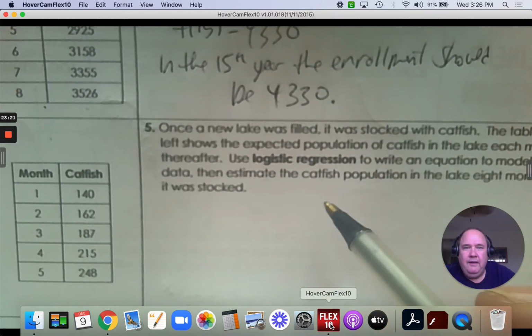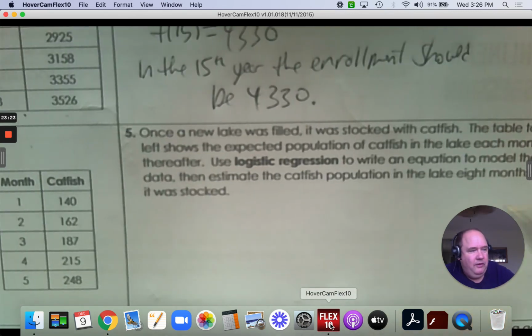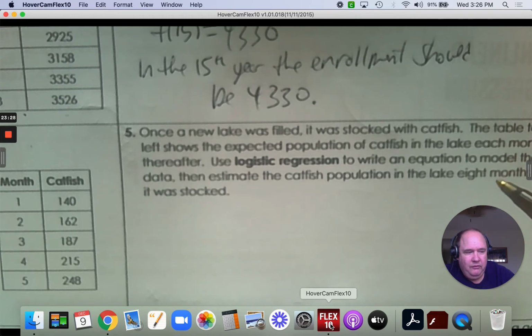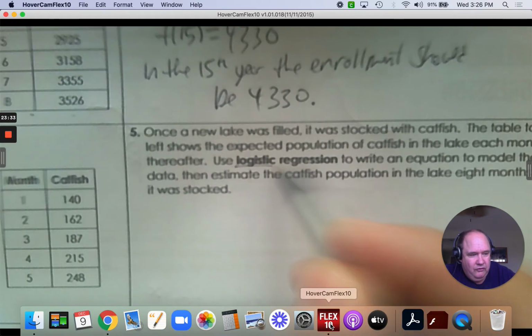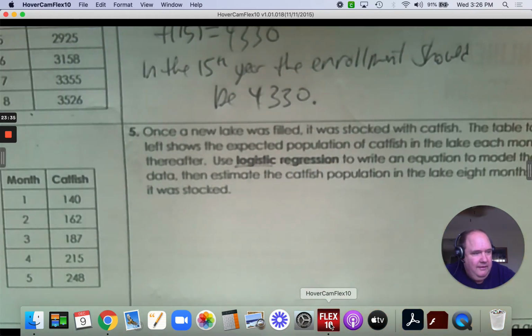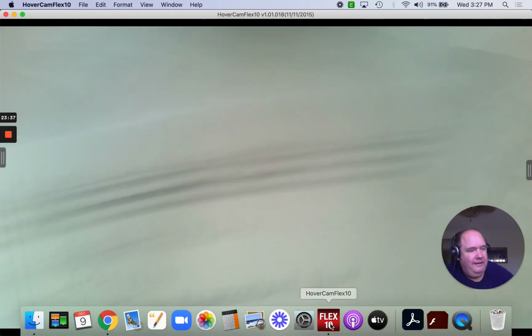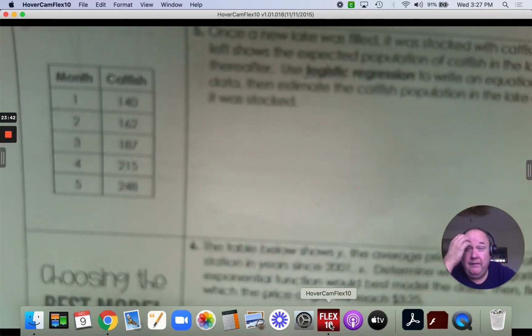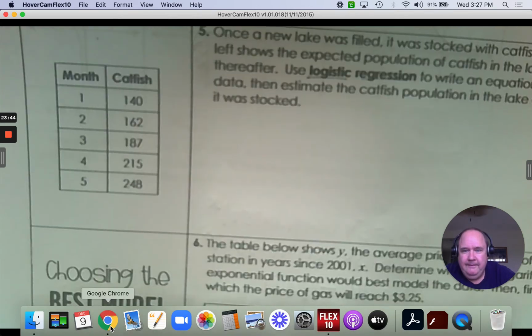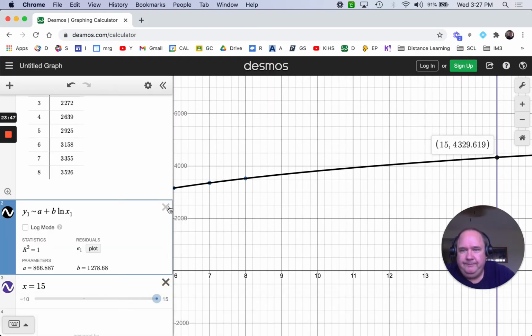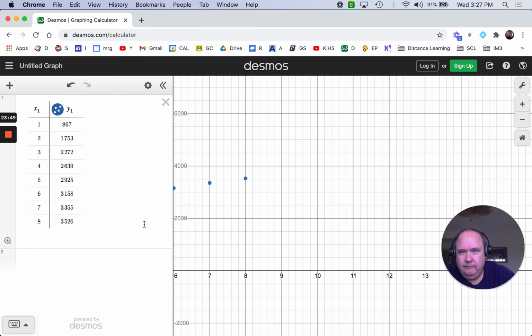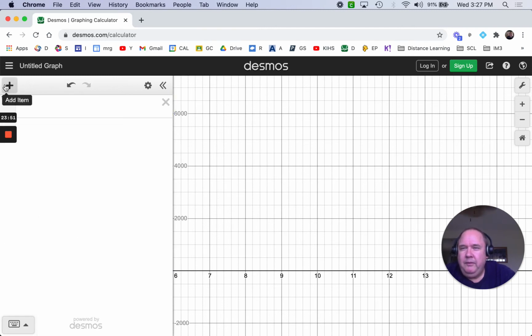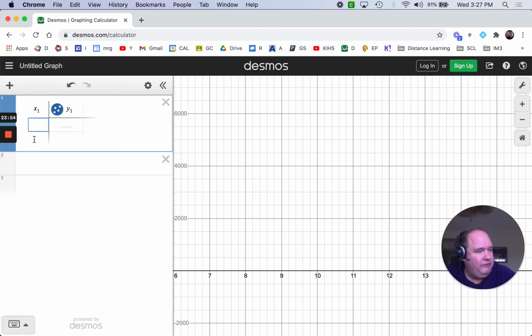Once a new lake was filled, it was stocked with catfish. The table to the left shows the expected population of catfish in the lake each month thereafter. You'll use logistic regression to write an equation to model the data. So again, let's start with Desmos and put that table in. So there's a good start. Erase what we had before, press table. Let's do a fresh table.